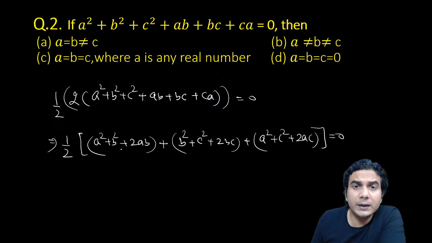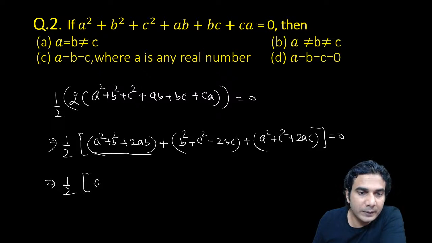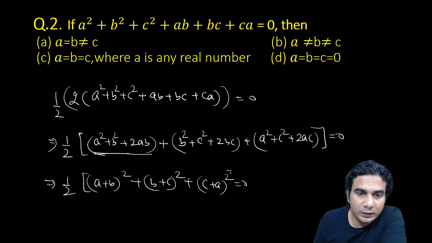As you can see, in the previous equation it was only minus 2ab, now it is plus 2ab. So there it was a minus b whole square, now it is a plus b whole square. Alright. So write 1 by 2 of a plus b the whole square plus b plus c the whole square plus c plus a the whole square, is equal to 0.